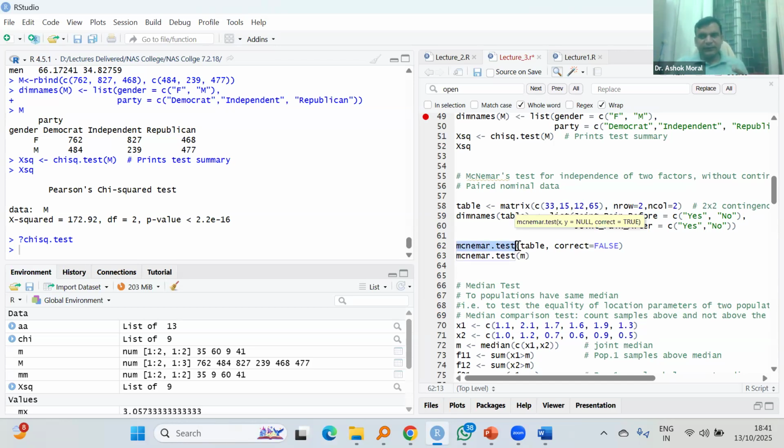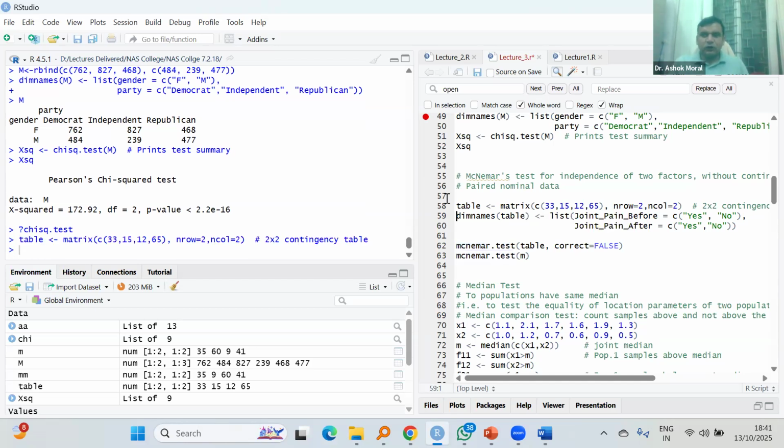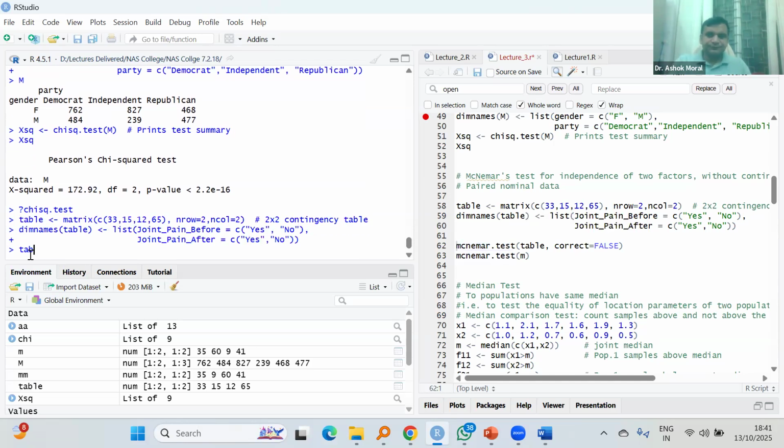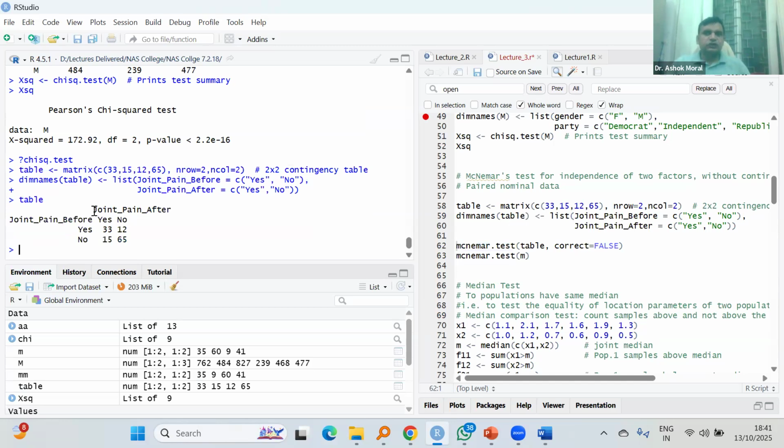McNemar. Again, we will create the cross table, a 2 cross 2 table, joint pain after and joint pain before, yes and no. In that, the same patients have a categorical response with only 2 responses, yes or no, yes or no. So for the testing of this one, we go for the McNemar test. Is it clear? Just McNemar dot test, table, correct is equal to false.